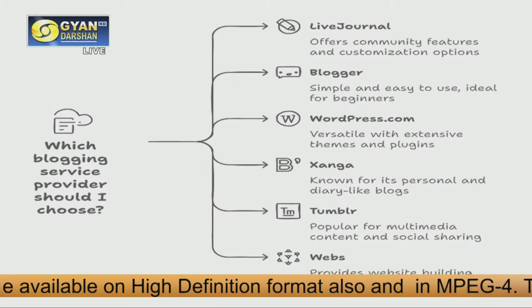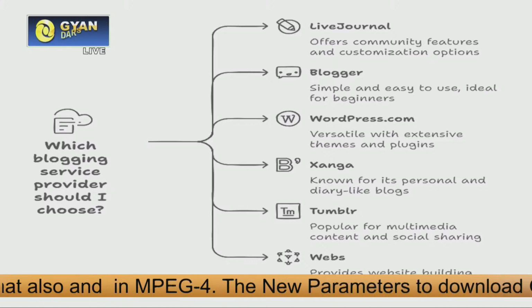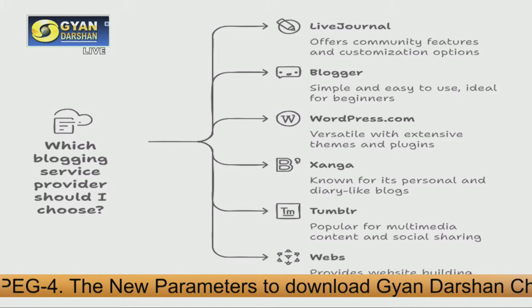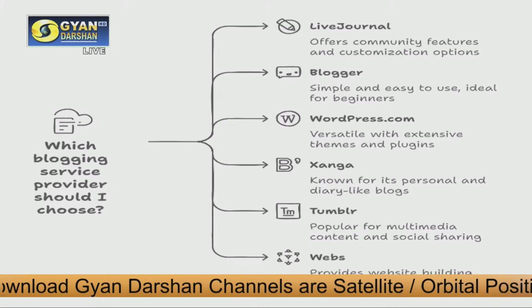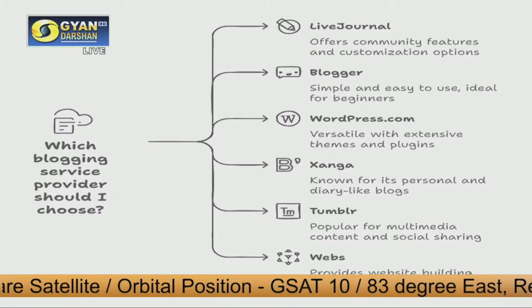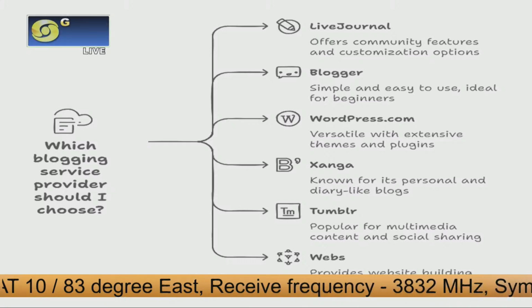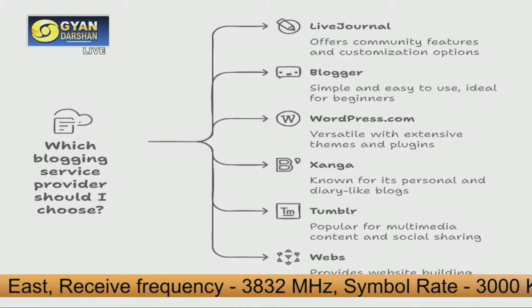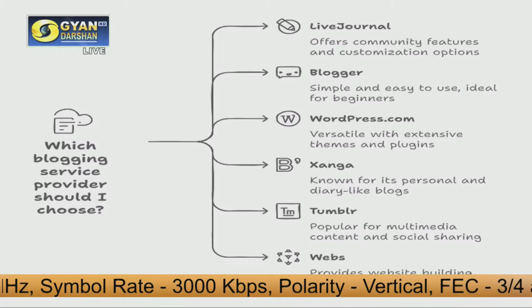So there are different service providers for blogging. I had already said that LiveJournal, Blogger, WordPress.com, Zanga, Tumblr, and Webs are the prominent blogging service providers, and they can be utilized for different purposes. LiveJournal offers community features and customization options, whereas Blogger is simple and easy to use, ideal for beginners, and WordPress is versatile with extensive themes and plugins. Generally in the industry, WordPress is very frequently used, and because of the simplicity of use and the number of plugins available, I personally prefer this one.